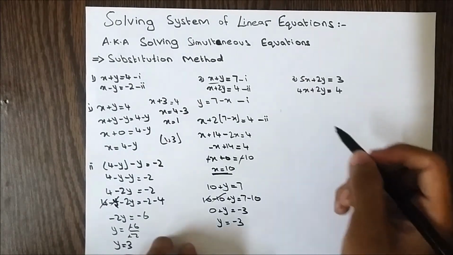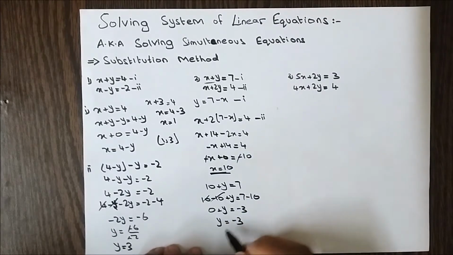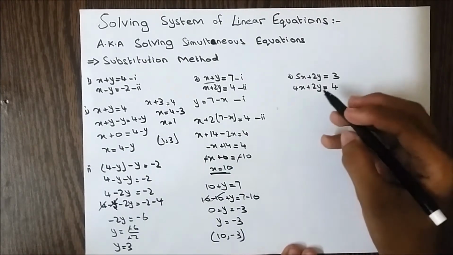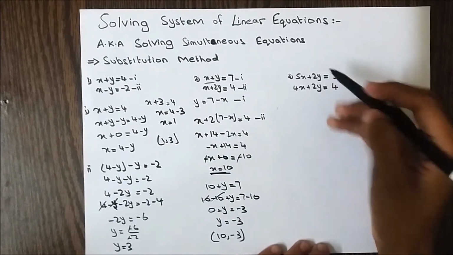And our solution is, we have x is equal to 10 and y is equal to minus 3, which becomes 10 comma minus 3. This is our solution. Okay, let's move on to a bit more complex example. This one is indeed complex.